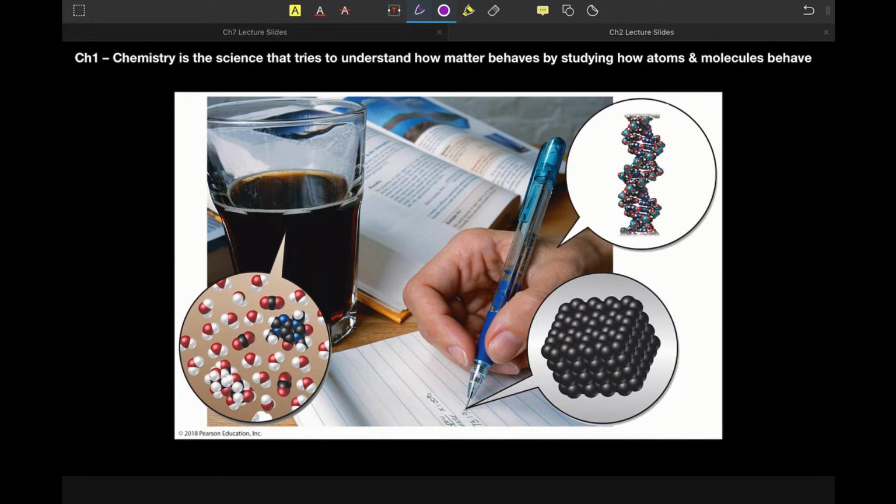Chapter 1 is not much of a chapter, so do not let this be indicative of what chapters in chemistry look like, but we have to start somewhere, right?